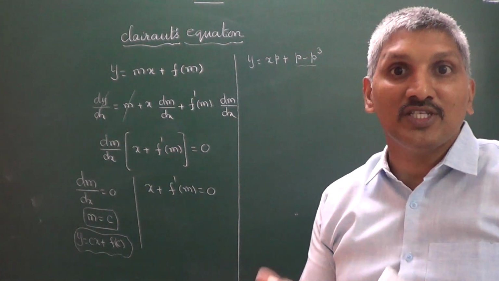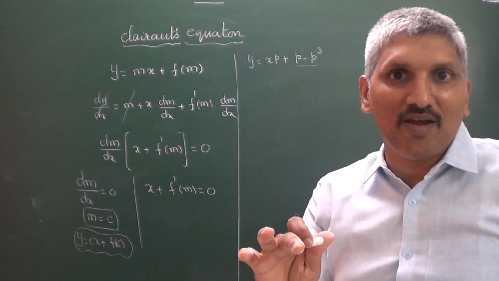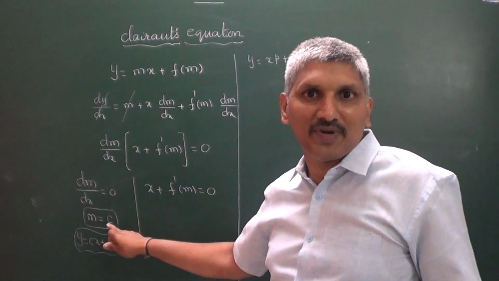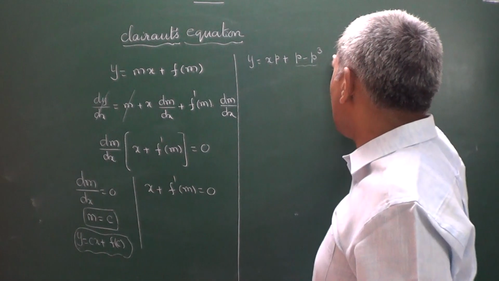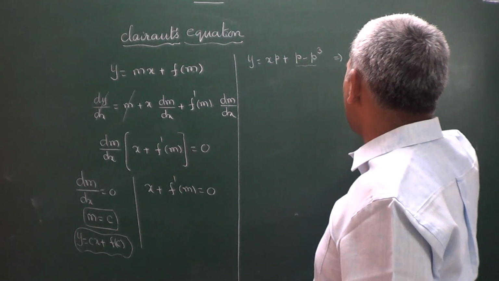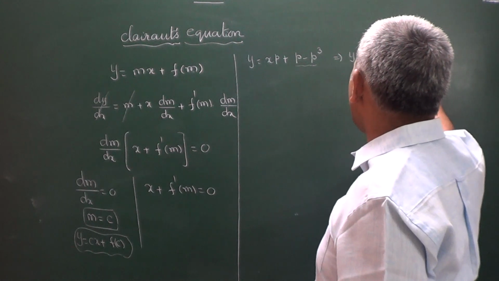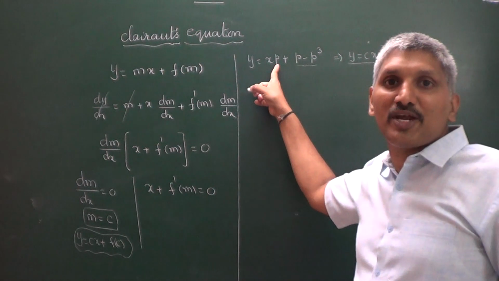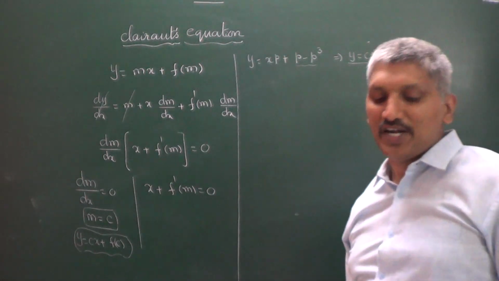General solution means m. M is nothing but dy by dx. dy by dx is replaced with c. M is replaced with c. That's why you will get the general solution as y is equal to cx plus c minus c cube. That is the general solution for this differential equation. Here what is p? P is nothing but dy by dx.